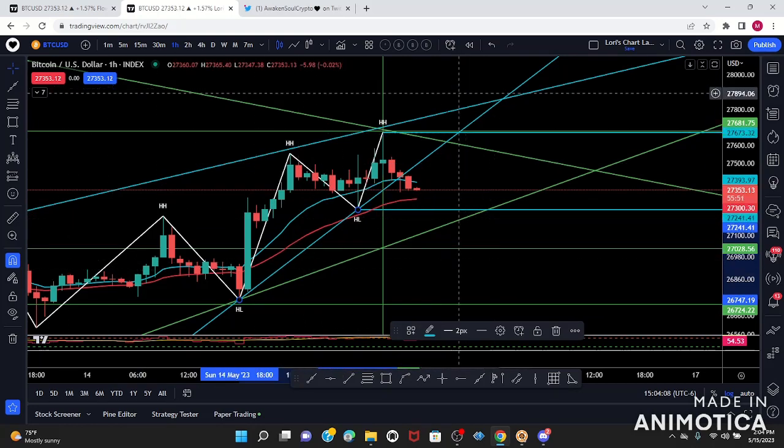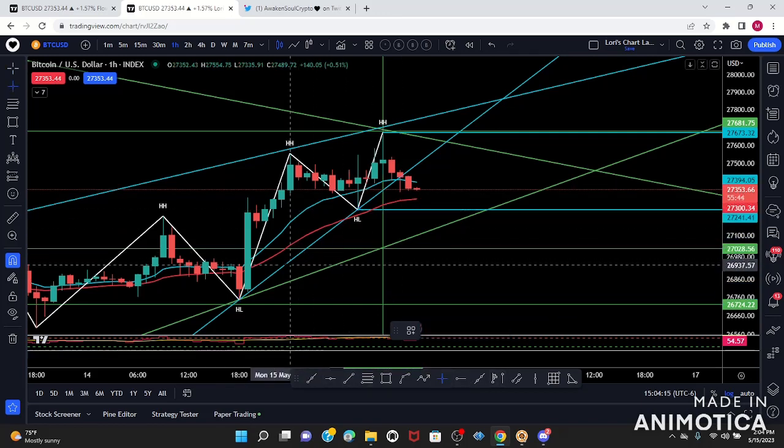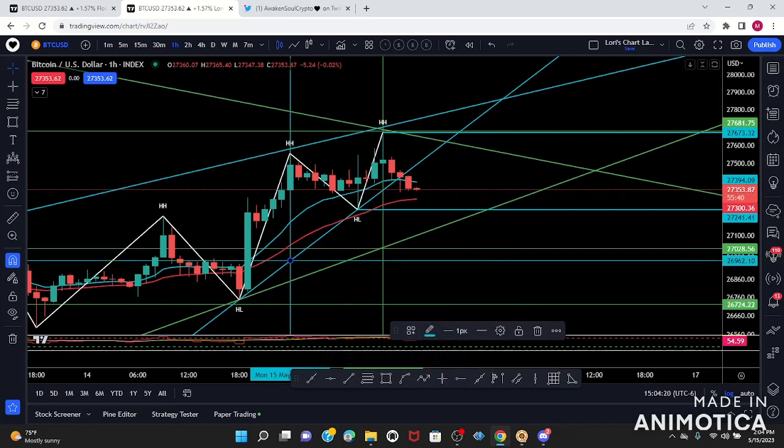So this is a rising wedge that broke to the downside, and that target would be right here. This is blue.